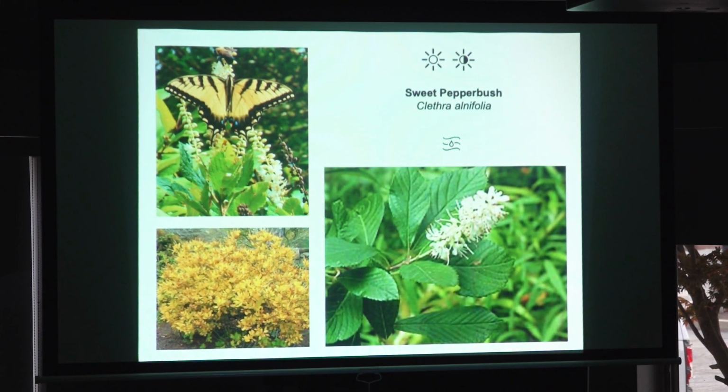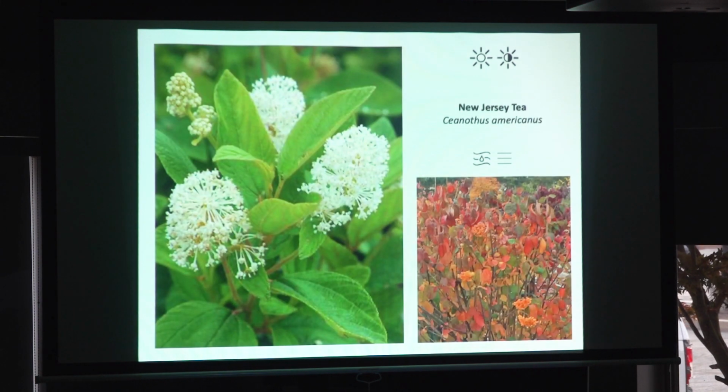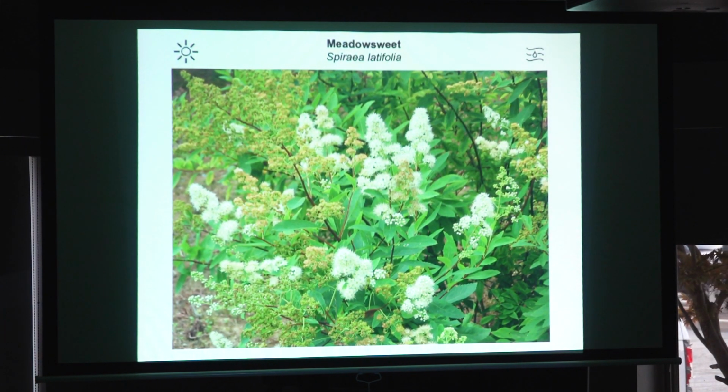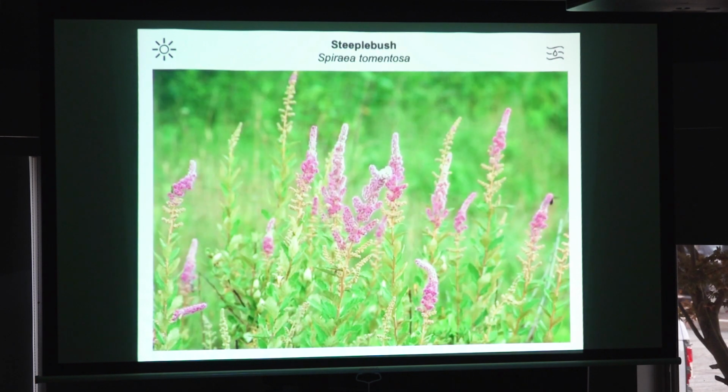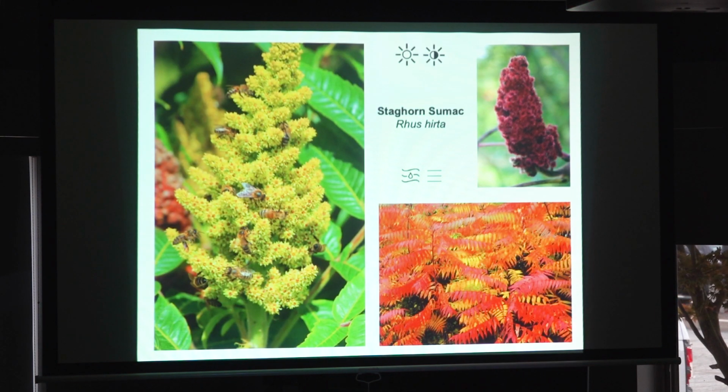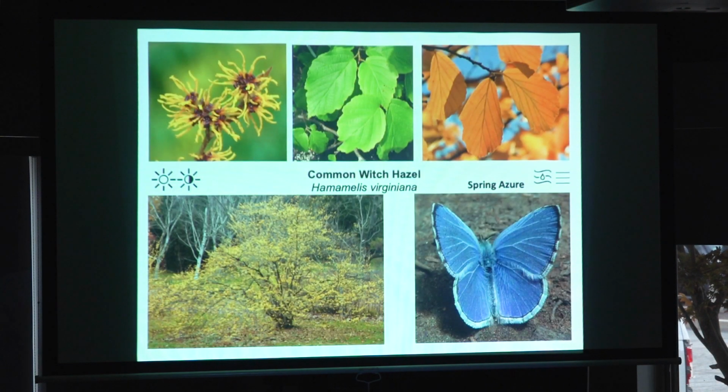Clethra alnifolia. It's good to learn Latin names, by the way. You can impress people, but also you'll just know more about what you're doing. You won't be confused about what the plant is. New Jersey tea. Meadowsweet, I mentioned earlier, it's not a flower, although it looks like a herbaceous. It's actually a shrub. And so is steeplebush. These are just beautiful in the landscape, and they're very attractive to pollinators. Staghorn sumac can be pretty aggressive, but it does have its wildlife value, and it is a native. Common witch hazel.